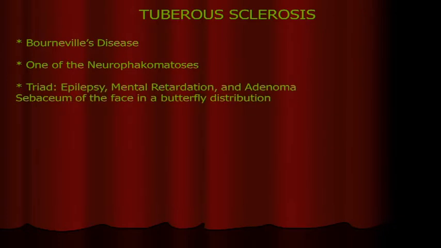What else do they get in the body with tuberous sclerosis? What do they get in the kidneys? They get angiomyolipomas in the kidneys. What do they get in the heart? Rhabdomyomas in the heart. And with sclerosis, they can get sclerotic bone lesions. So tuberous sclerosis, also known as Bourneville's disease, is one of the neurophakomatoses.